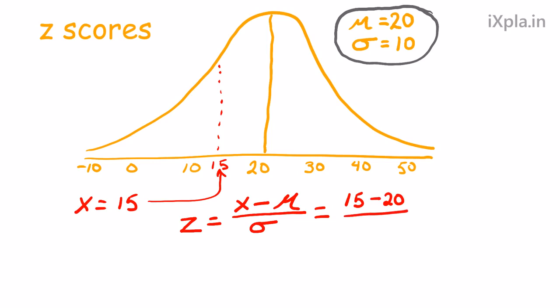So I need to use this z-score formula. The z-score formula is z equals the score of 15 minus the mu of 20 divided by the standard deviation of 10. And if I work that out, I'm going to get negative 0.5 for the z-score. Now what does that mean? That means negative, I scored less than the mean, and 0.5 means that I scored half a standard deviation below the mean.